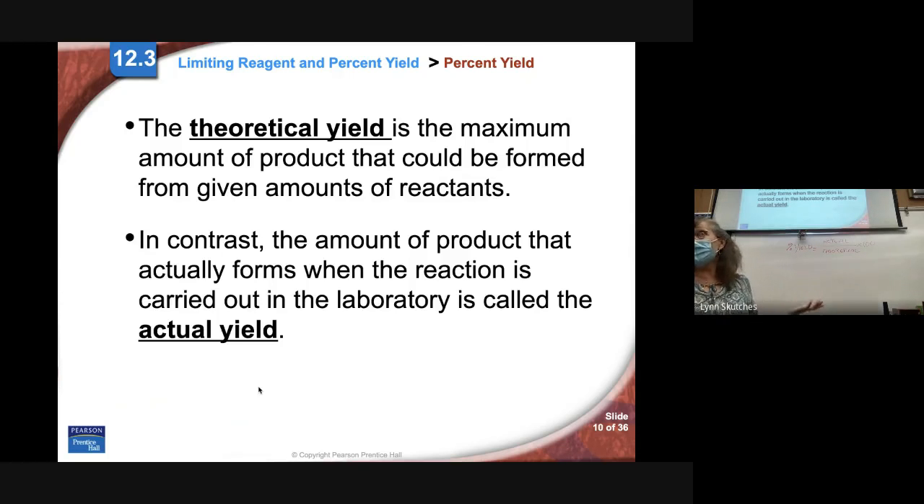So that means if you're manufacturing something, paint or some whatever chemical that you're making, you're going to have a lot more reactants than you think you need for your products. So they have to factor this in when they make stuff.